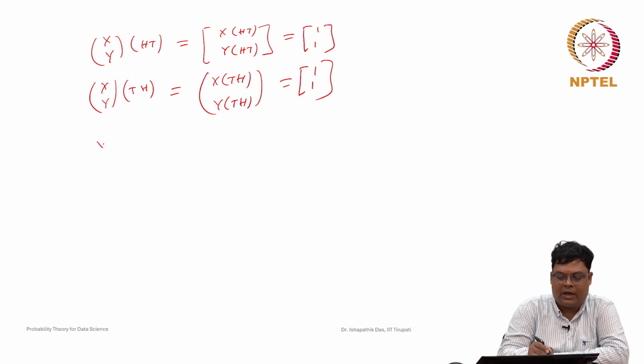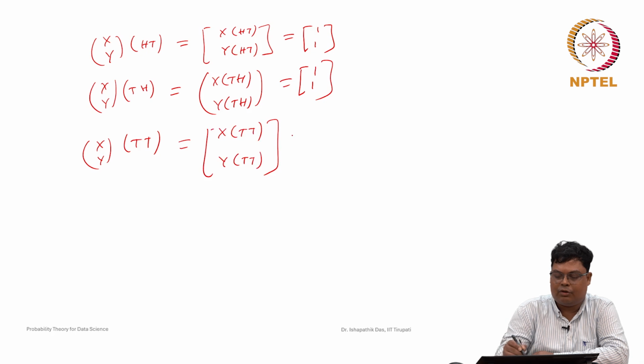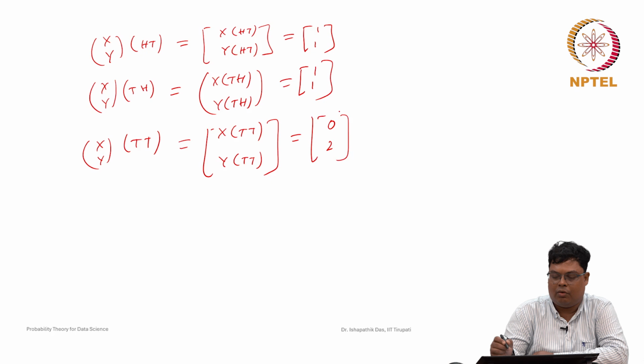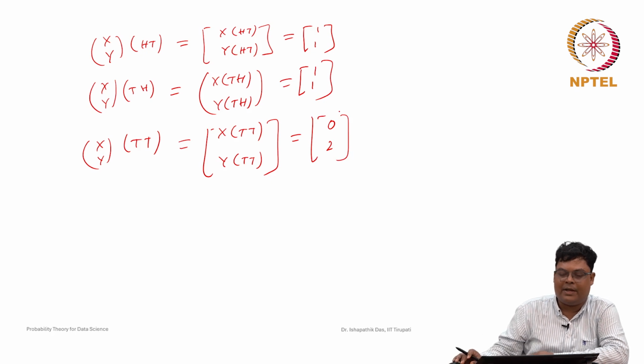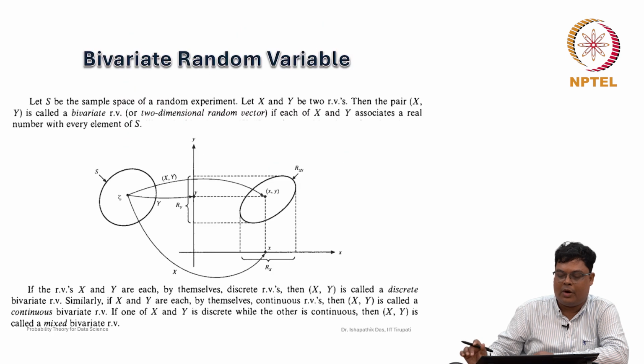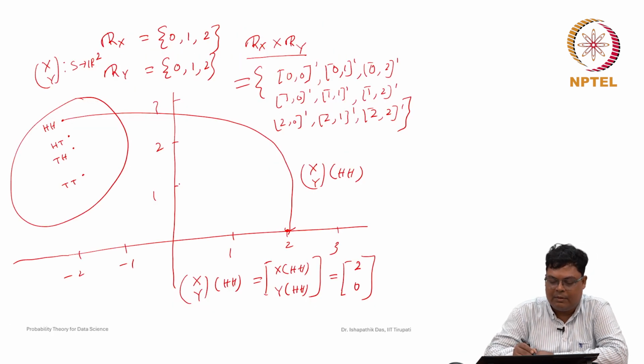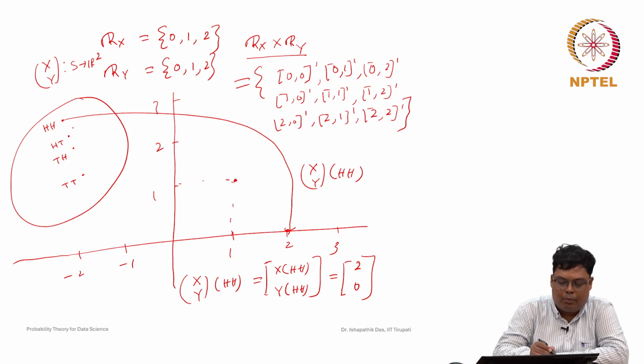Now, if we consider only the point tail tail, this is x of tail tail, y of tail tail. x of tail tail is 0 and y of tail tail is 2, so (0, 2). Now, if we represent it graphically, XY of head tail and XY of tail head are both going to the same point (1, 1). So, both head tail and tail head are going to the same location.